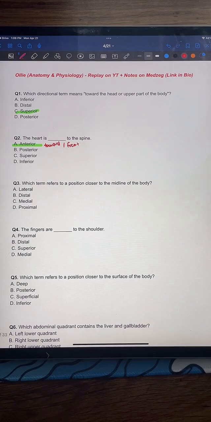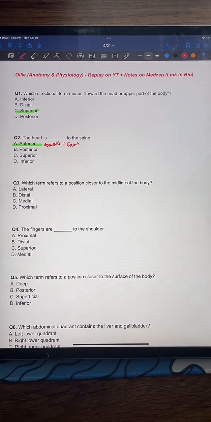Let's move on to number 3. Which term refers to a position that is closer to the midline of the body?